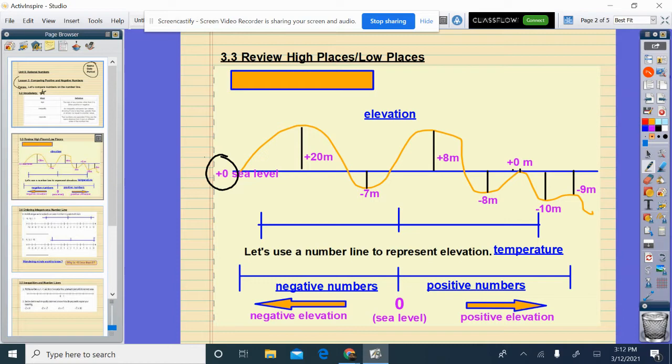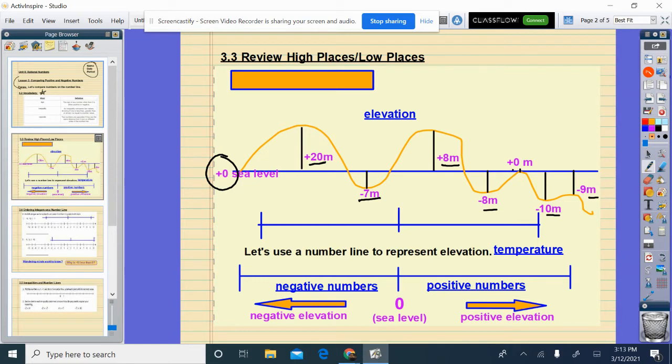Now, this is a drawing of a cross-section of some shoals off the coast of Oregon, down by Cannon Beach. Shoals are those big rock formations just right off a shore. I think we've all seen it in this part of the country. For the example, this one right here is 20 meters above sea level. And then there's a shoal that's down underneath sea level, negative 7 meters. That indicates it's below sea level. And then we have one here 8 meters above sea level, another one that's 8 meters below sea level, one that's just right at the sea level, so we call that 0, and then negative 10 and negative 9.